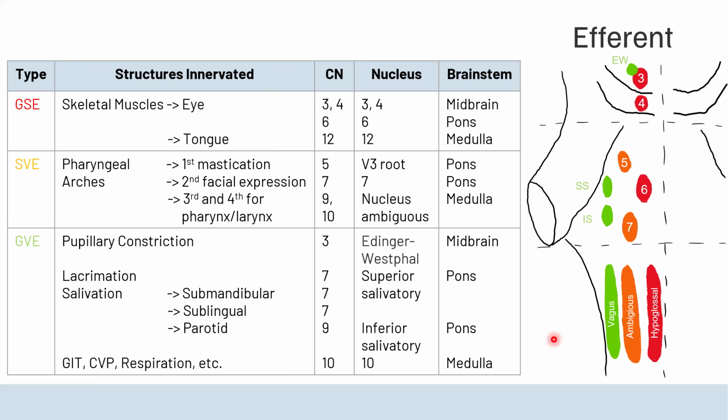So, before I move on to the afferents, do you guys understand efferent well? Do you know everything about efferent now? Would you like me to repeat anything?